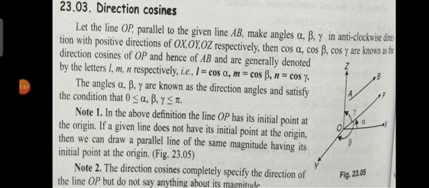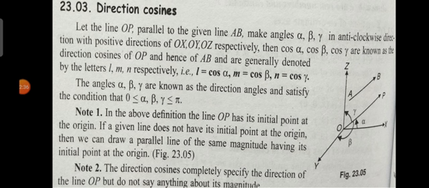So we find the measures of the three angles made by the line OP, which are alpha, beta, gamma, and then we take the cosine functions, and those cosine functions are denoted by small letters L, M, and N. That is the direction cosines, and alpha, beta, gamma are the direction angles. Direction cosines are L, M, and N. Direction angles are alpha, beta, and gamma.